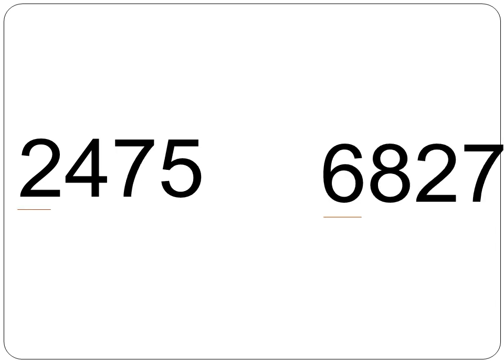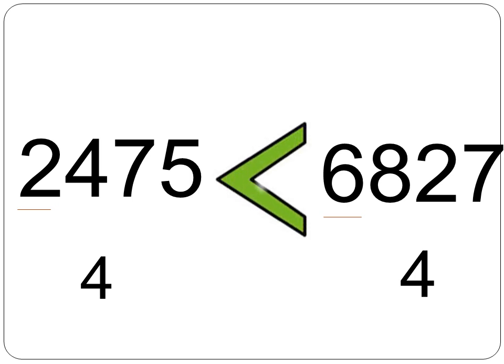What about these two numbers? This has 4 digits and this also has 4 digits. So here you can't say which is greater. You have to compare the digit at the thousands place. Here 2 is lesser than 6. So 2475 is lesser than 6827.